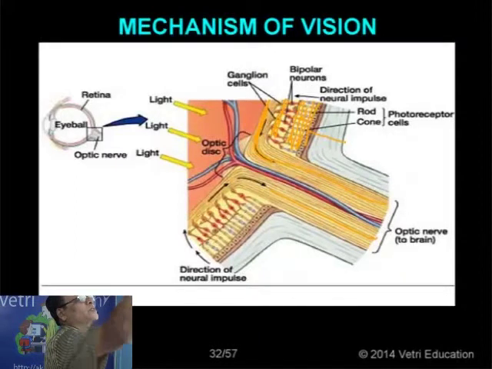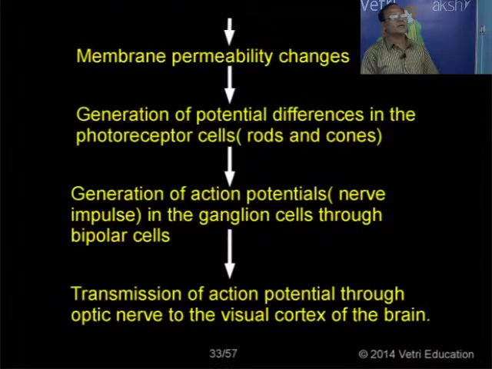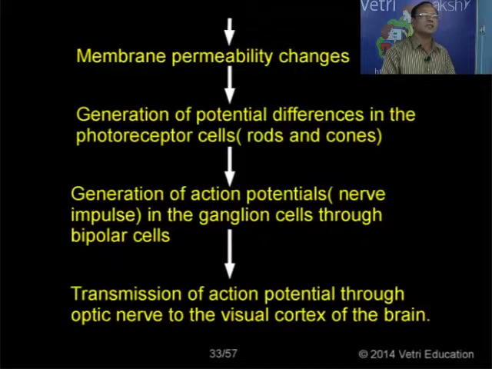I'll come to the last part. Now this is the last part. Changes in the structure of opsin occur because of the breaking down, or bleaching, of the pigments of the rods and cones, and the permeability of the membrane changes. The permeability of the membrane changes with reference to sodium and potassium ions, and as a result, a potential difference is generated in the photoreceptor cells. This is because of the change in permeability for sodium and potassium.